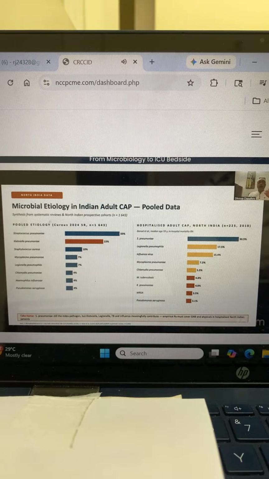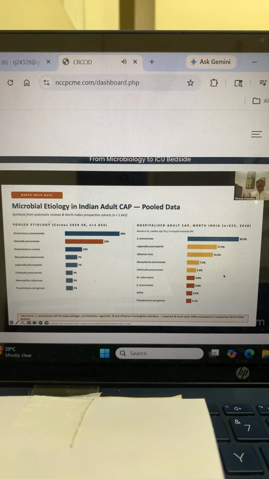When you start looking at the hospitalized adult CAPs in the North Indian population in 225 cases, nearly 30% of these were Strep pneumoniae, followed by Legionella. The usual belief is that Legionella we don't see, but today when you start screening for it, it is found in nearly 18% of these cases, followed by influenza viruses. Mycoplasma pneumoniae constitutes 7.2%, and Mycobacterium tuberculosis, never ever forget, because that also constitutes to be very, very important.